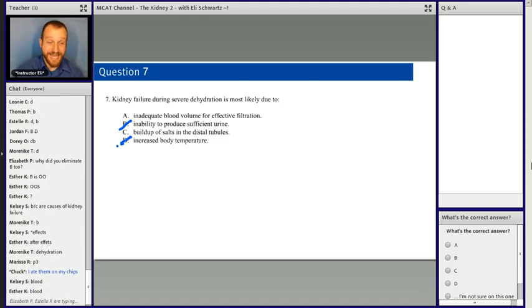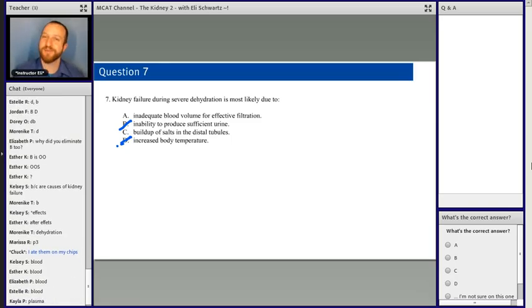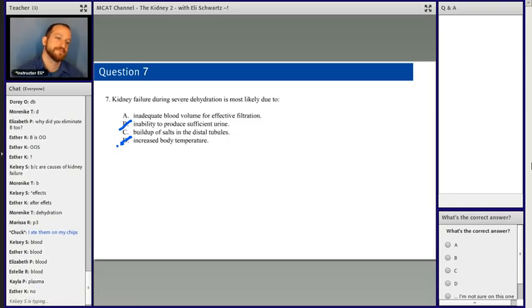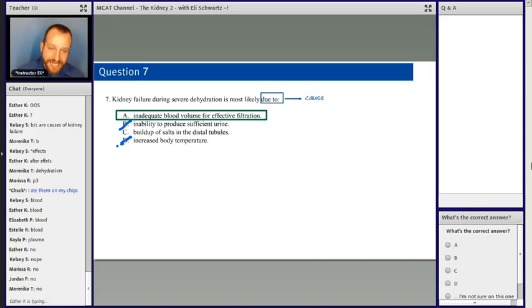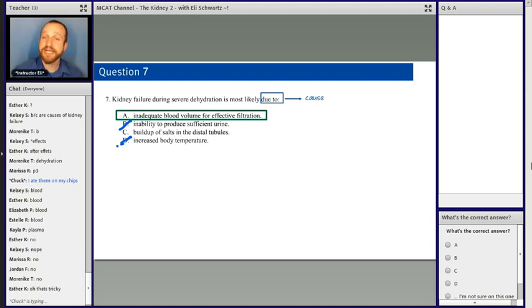Yeah, it's in the name, plasma osmolarity. So it's super high plasma osmolarity in blood, in plasma. Is it in the distal tubule? No, we're not even processing it. We have kidney failure. Can't be C. Impossible for it to be C. It's got to be answer choice A. Inadequate blood volume for effective filtration can cause kidney failure. And again, that would cause kidney failure.